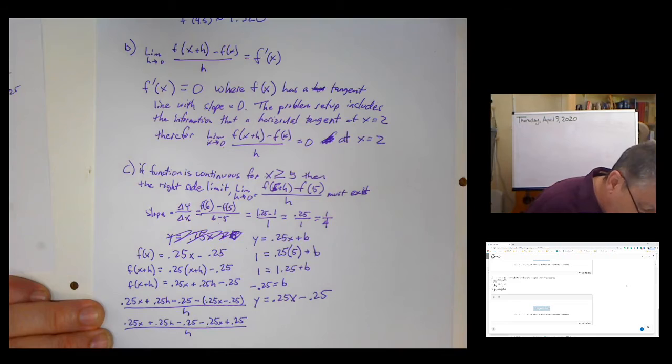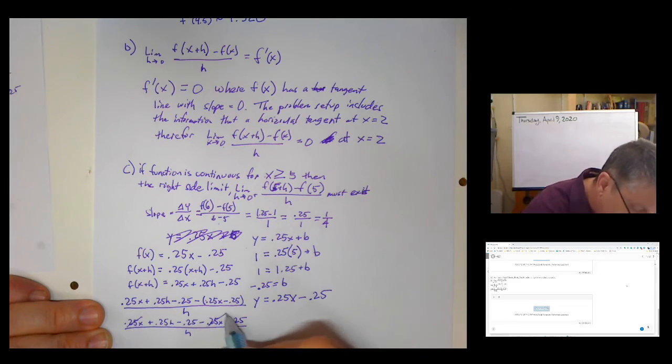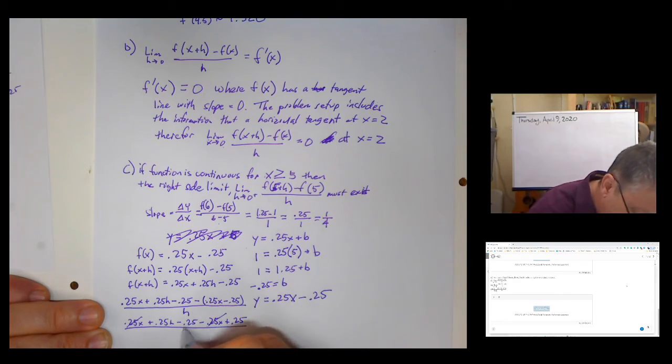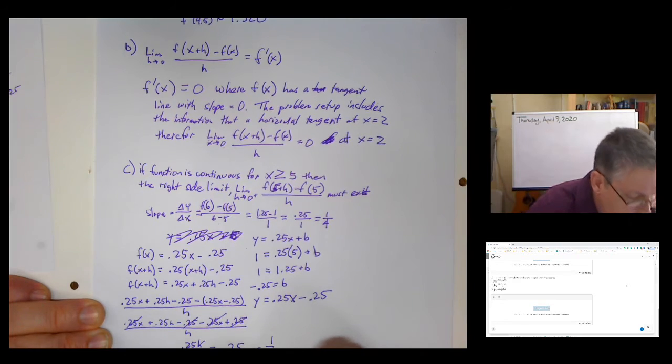Now we're going to combine like terms. And you know what's going to happen? Most of them are going to disappear, aren't they? There's a 0.25x and a negative 0.25x, so those disappear. There's a negative 0.25 and a positive 0.25, so those disappear. And we are left with 0.25h over h. And guess what cancels out there? This was a long time ago that we did this. So the answer is 0.25 or 1/4.